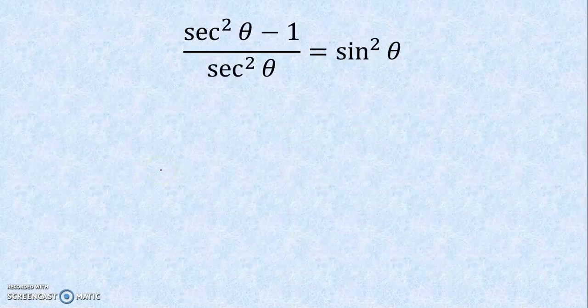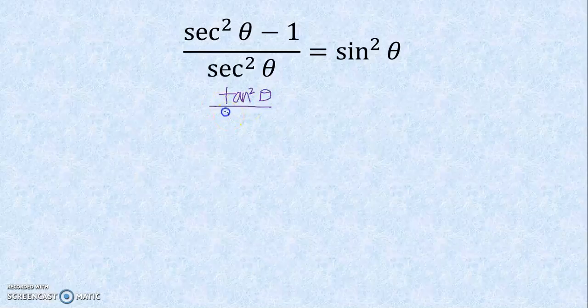The first thing that stands out to me in this one might be that I'd want to split my numerator because of this minus sign happening in the numerator. However, standing out even more important is the squared here. Now I'm going to look at my Pythagorean identities and I'm going to see that secant squared minus 1 is the same as tangent squared. So I can change my numerator to tangent squared theta. My denominator is still secant squared theta. And this still equals sine squared theta.